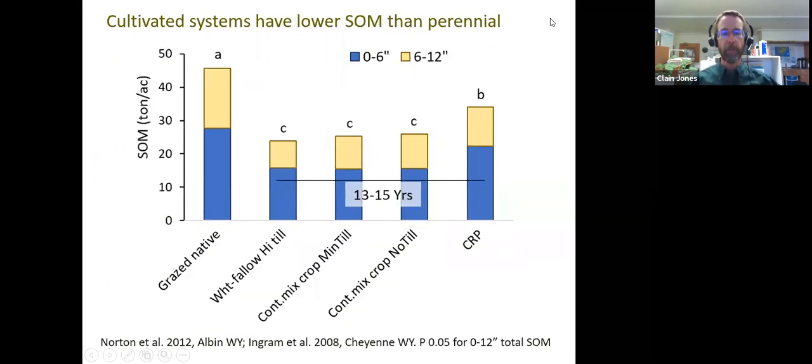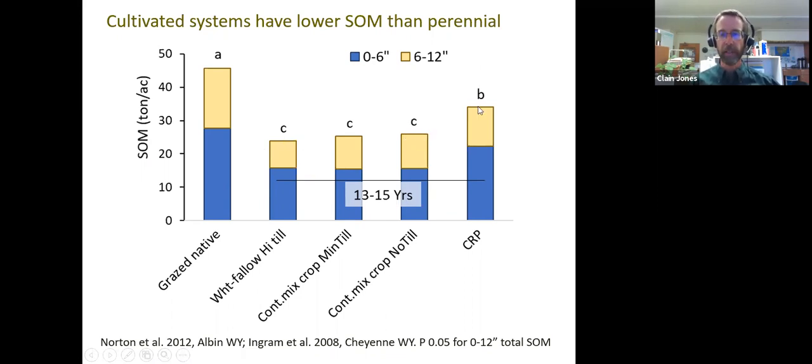This is a figure from research done in Wyoming, where they looked at different systems and how they affected soil organic matter. On the left here, we have grazed native range, a wheat fallow that was tilled, kind of a high till, minimum till, and no till. Interestingly, unlike in our study, tillage didn't seem to affect soil organic matter.